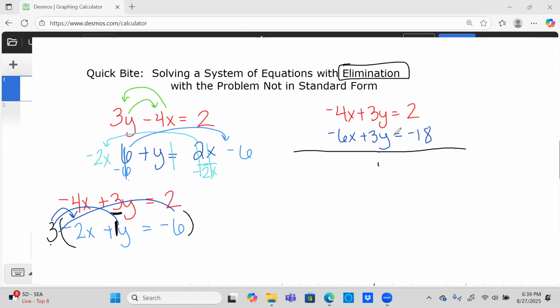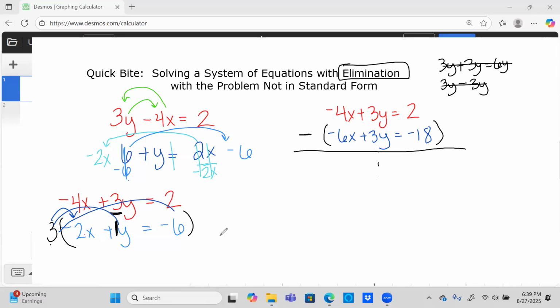So you either use addition or subtraction to eliminate. Off to the side, 3y plus 3y, well, that would be 6y. That wouldn't cancel. How about 3y subtract 3y? That would cancel. That's the one we want. We want subtract. Put this whole one in parentheses just to be careful.